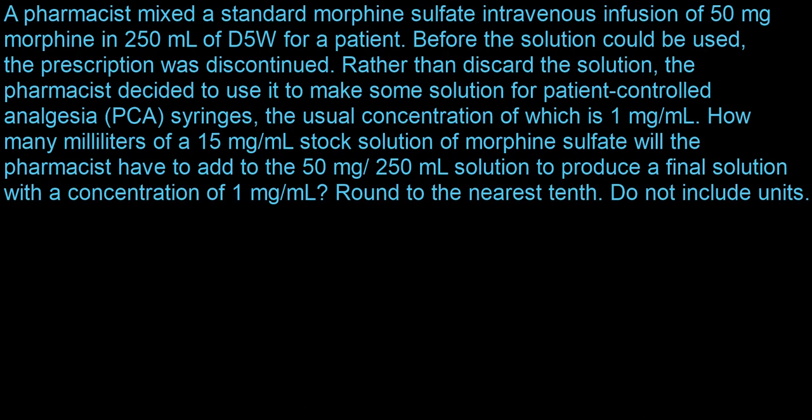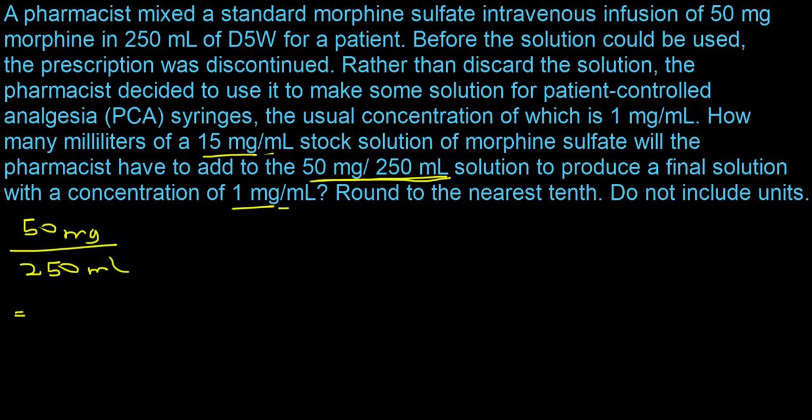The first thing is to identify your concentrations. So your desired concentration is 1 mg per milliliter. The concentration of the stock solution that you're going to be using is 15 milligrams per milliliter. And the stock solution you're going to be using, you're going to mix that with a 50 milligram per 250 milliliter solution. So the first thing we want to do is express the 50 milligram per 250 milliliter solution as a concentration in milligrams per milliliter so that the units or dimensions are the same. So you're going to take the 50 milligrams and simply divide that by the 250 milliliters.